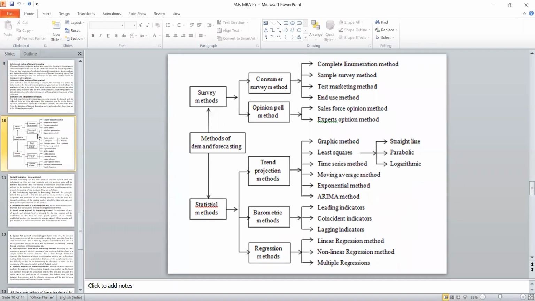The other one is the moving average method, which is an integral part of the time series. Another method is the exponential method, which involves squares and uses algebra. We can construct the equation and solve it. Finally, the ARIMA method. The ARIMA method is econometrics.